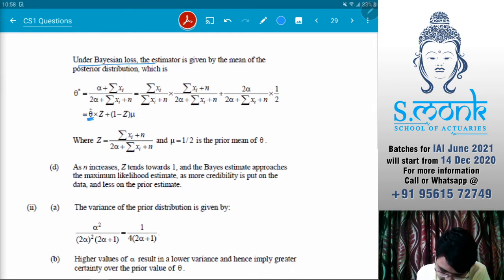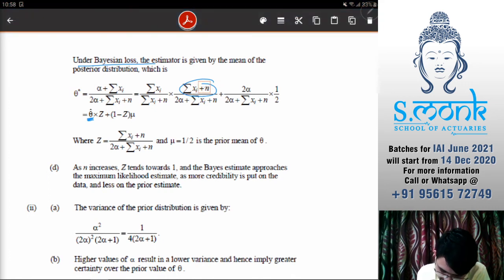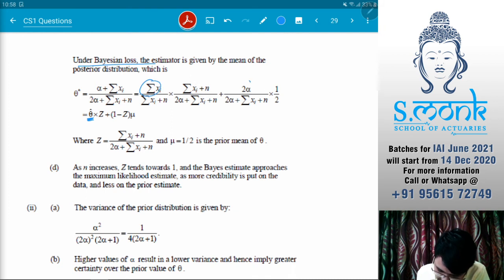So for that, what you will do is split it in such a way, summation x and this. This is one and this is the other, and give the denominator common to both. Then we want to figure out how to complete this theta hat. Theta hat has summation x plus n in the denominator. So just multiply and divide by the same value. This becomes our theta hat.